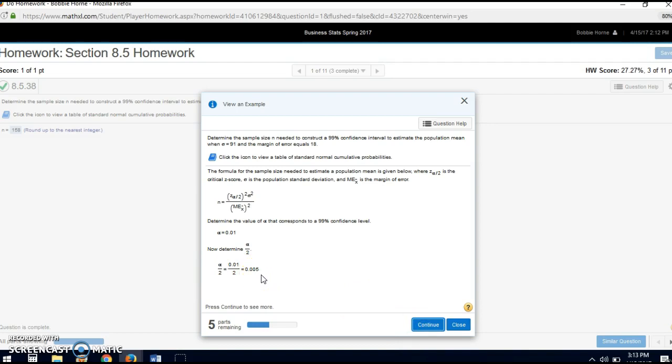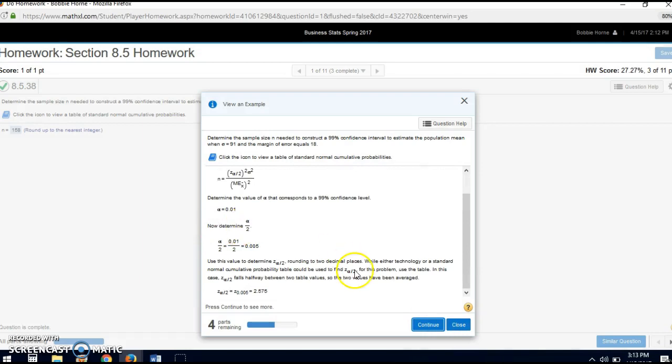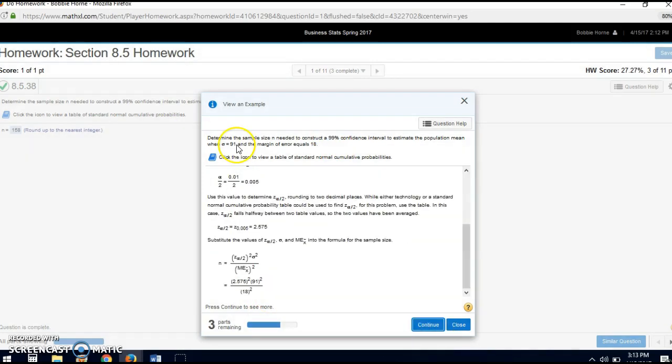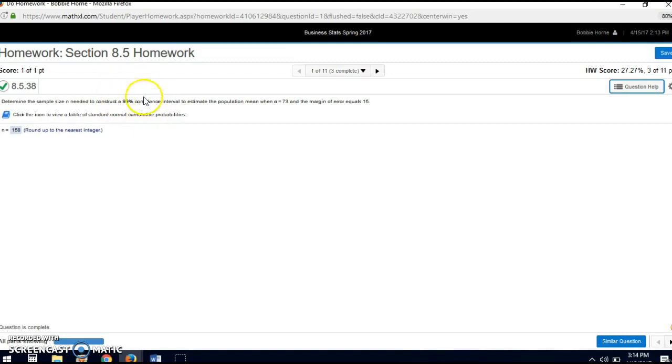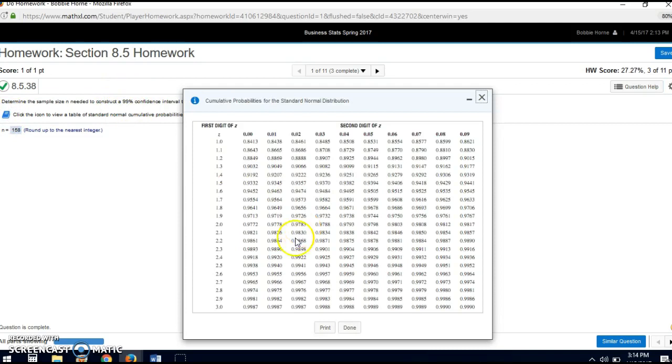And you get 0.005, okay? If we continue here, the critical value, you're going to use your table, okay? In the case it falls halfway between two table values, the two values have to be averaged. So let's just look. Now, if you have a 99% confidence interval, the z value will always be 2.575. And you can just make a note of that. So if you have another problem that has a 99% confidence interval, you can use 2.575.